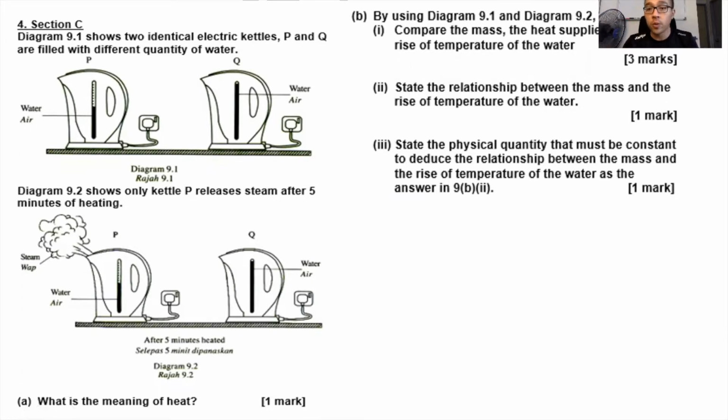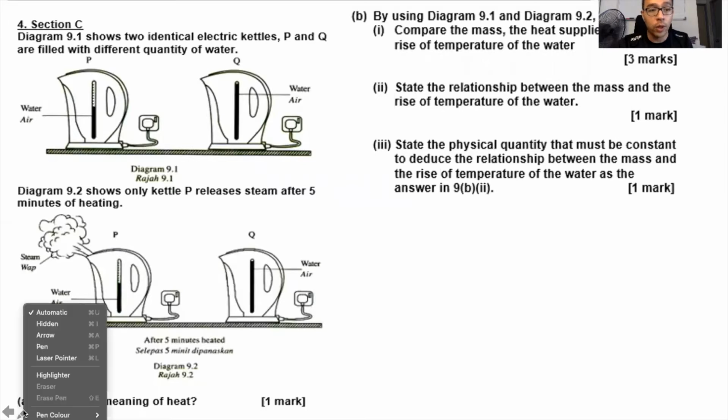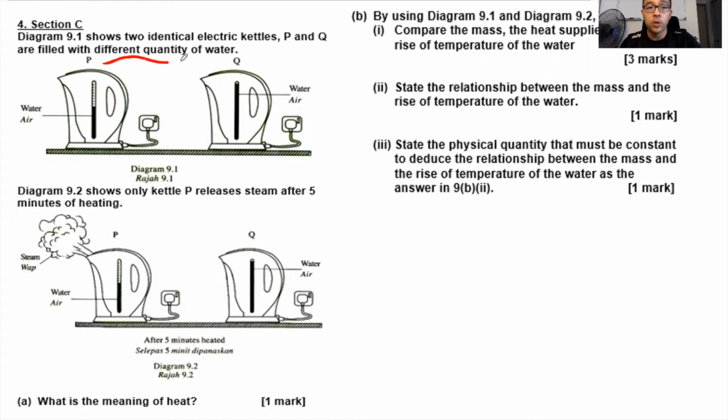Diagram 9.1, this is in your module. Diagram 9.1 shows two identical electric kettles, P and Q. They are both filled with different quantities of water. So when they are filled with different quantities of water, you know that they have a different mass. The mass is different already. Now diagram 9.2 shows only kettle P that releases steam after 5 minutes. We find that P is the one that releases more steam than Q. Q after 5 minutes still has no steam.